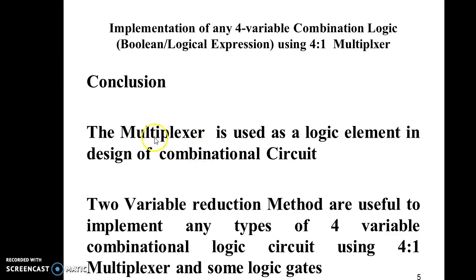So in this way the multiplexer is a logic element in design of combinational circuit. The two variable reduction method is useful to implement any type of 4 variable combinational logic circuit using 4:1 multiplexer and some logic gates. Thank you.